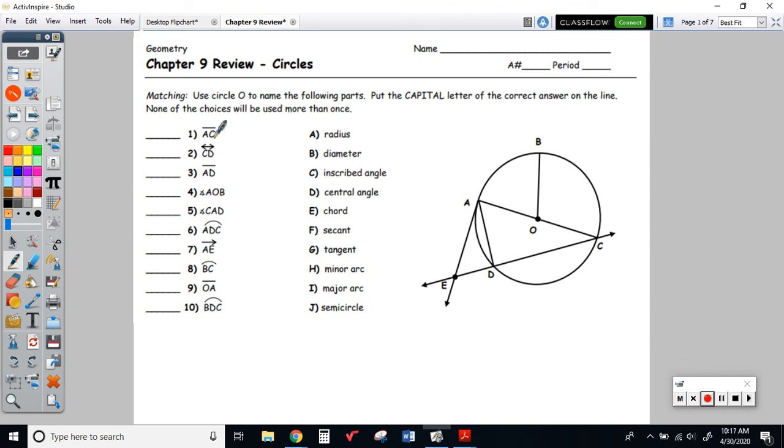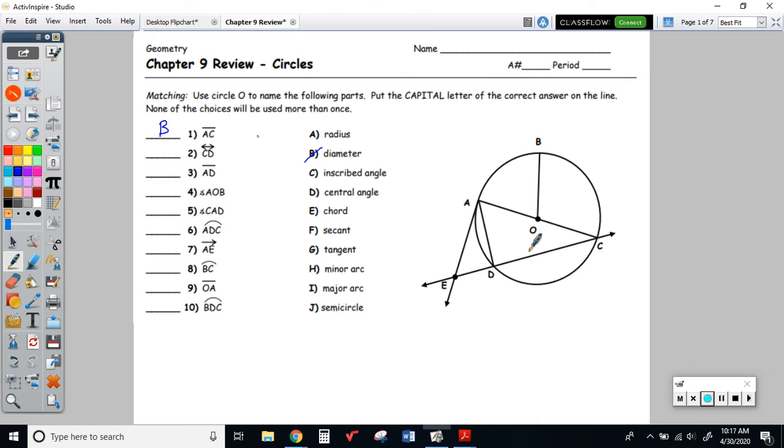So if we look at AC, we're looking for the best descriptor of those things in this column. AC, from here to here, looks like a segment that connects 2 points on the circle, but it also goes through the center of the circle. So that's a chord, but it's a special type of chord known as a diameter. So choice B, diameter, we can cross that one off and keep going from there.